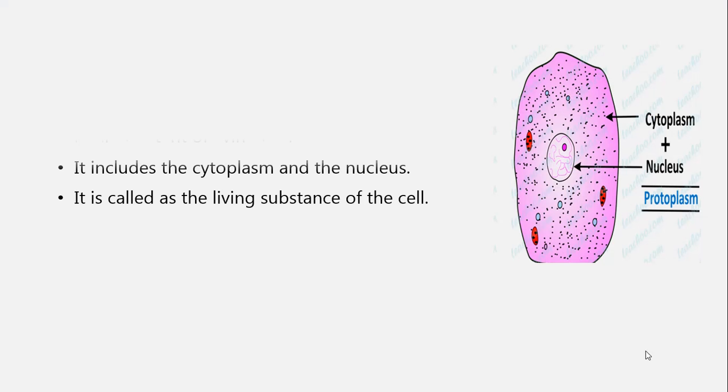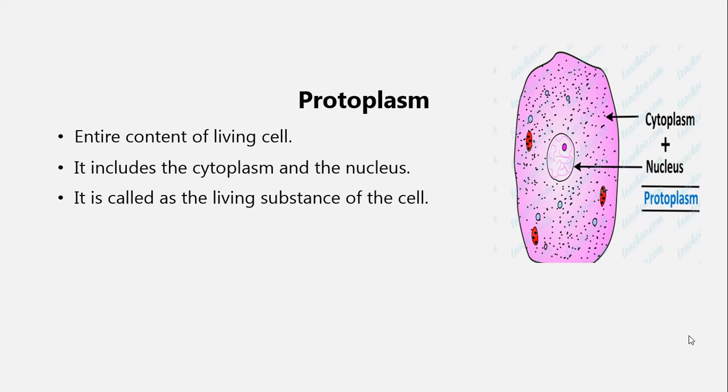So next is the protoplasm. It is the entire content of the living cell, and protoplasm is nothing but the cytoplasm and the nucleus, and it is called the living substance of the cell.